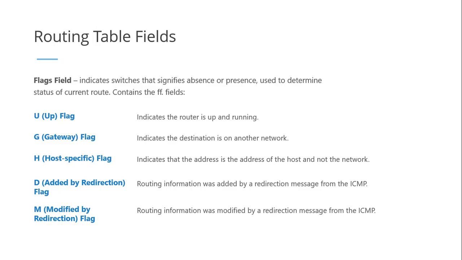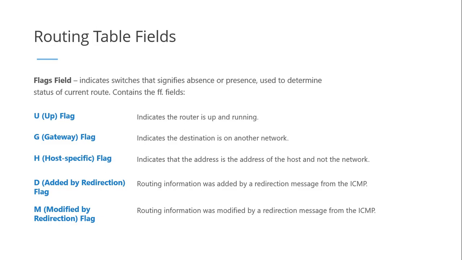Next, we have the G flag or the gateway flag. So the gateway flag indicates if the next router or the next hop where we'll be sending the packet to is actually already the final destination or another intermediary node. So by looking at the gateway flag, we'll know if that's already the final destination or not.